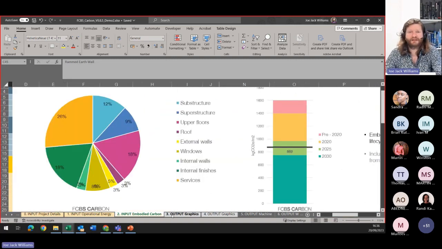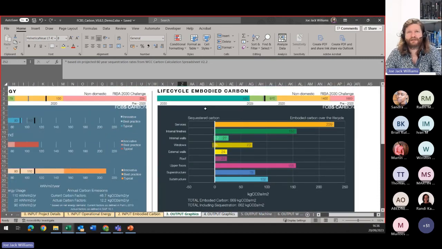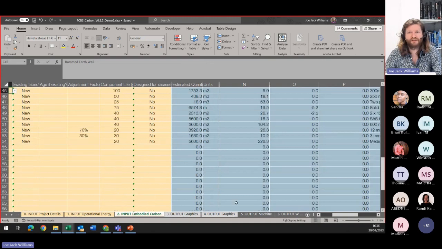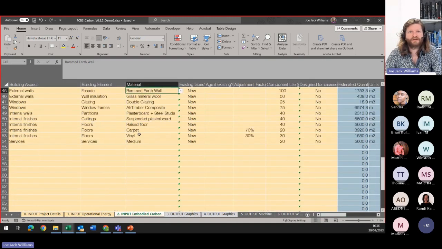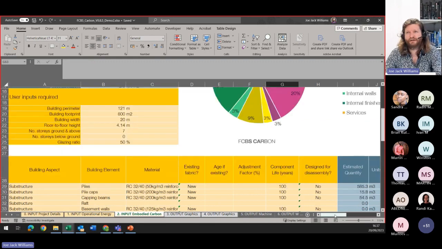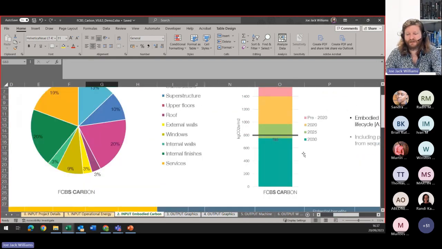And it makes a lot of sense when we start to look at this. You can see that the embodied carbon is dictated by the surfaces. So maybe I could change the surfaces from medium to low. And we can go up here again. And we can see we're starting to make those improvements. So that was very much a whistle-stop tour of FCBS Carbon.